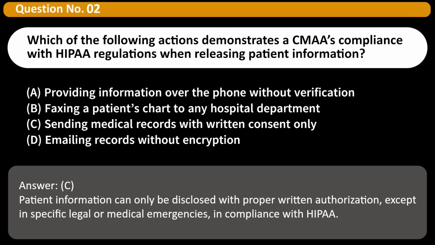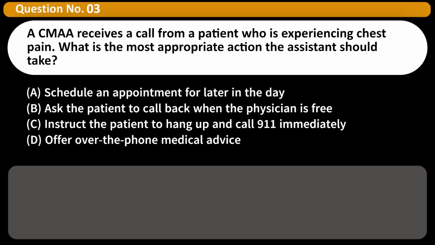Answer: C. Patient information can only be disclosed with proper written authorization, except in specific legal or medical emergencies, in compliance with HIPAA. A CMAA receives a call from a patient who is experiencing chest pain. What is the most appropriate action the assistant should take?